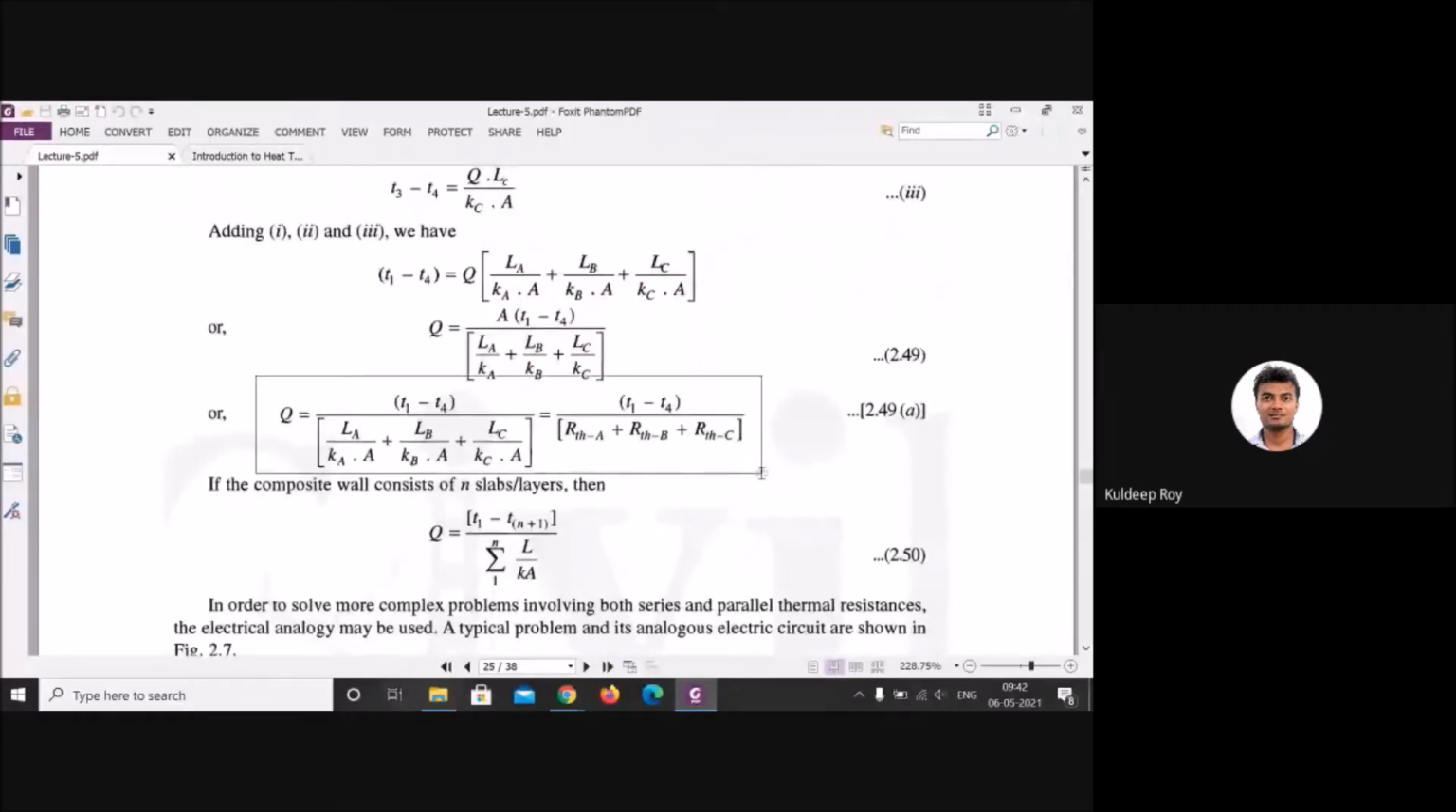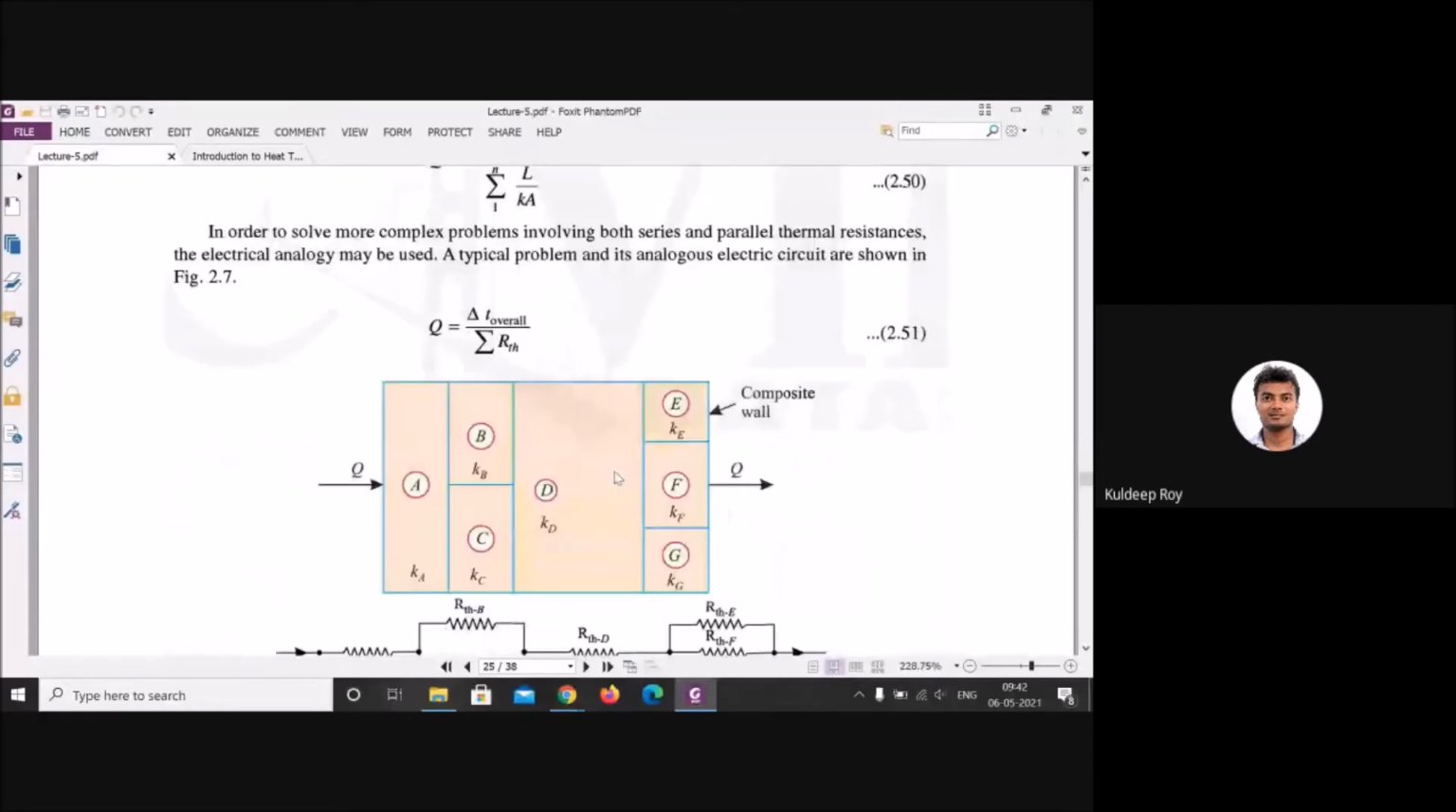Okay, if you have N slabs or any kind of slab, just add all the resistive forces in the denominator, and put the value of the temperature difference T1 minus T2, and you will get the value of Q. Okay, after doing this, you can do the same if you have a different kind of wall like this.